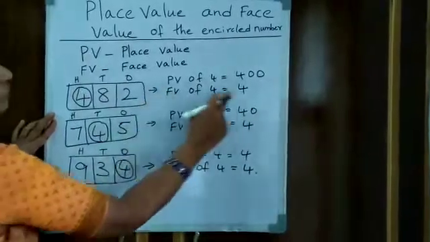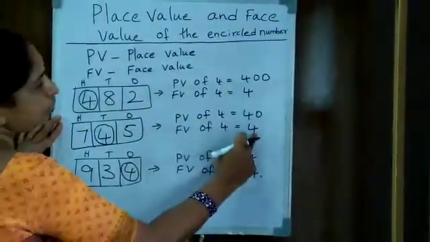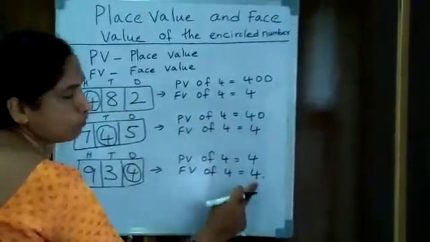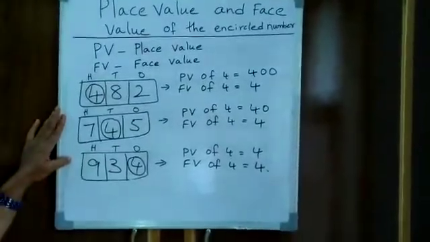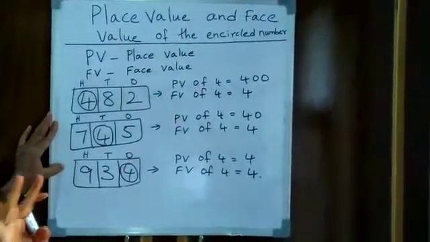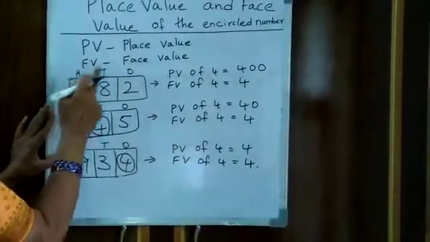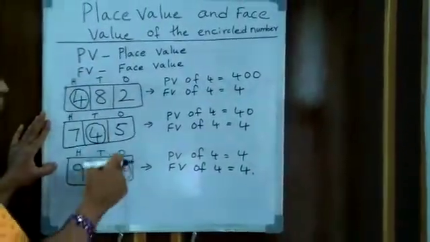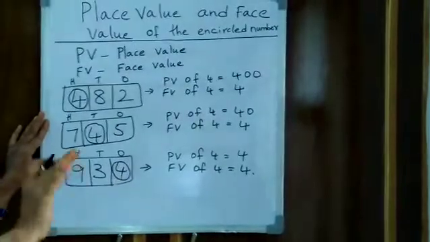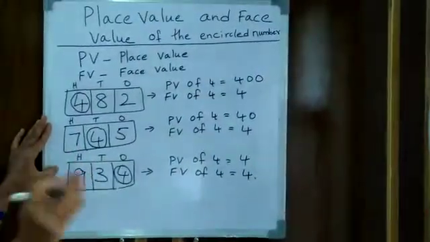See here, face value of 4 is 4, face value of 4 is 4. So the face value will not change. Only the place value will be changing. See, 4 in the hundreds place, 4 in the tens place, 4 in the ones place, changing its place from here and there.